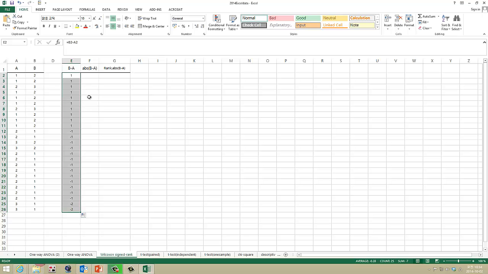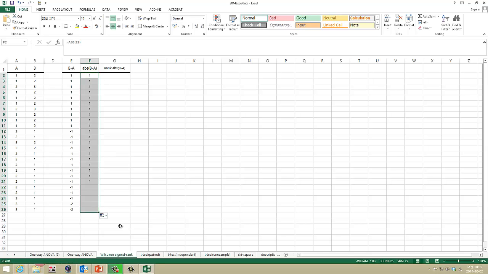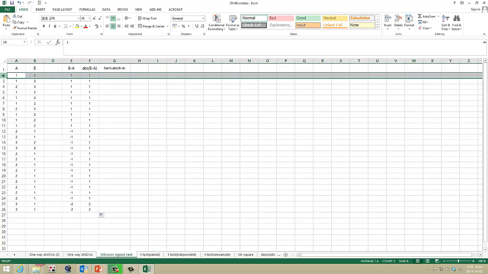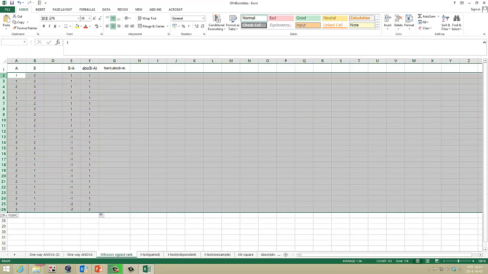Okay. Then we need to rank this mean difference in their absolute value, so we need to convert the difference to absolute value. And then we rank the absolute differences in ascending order.